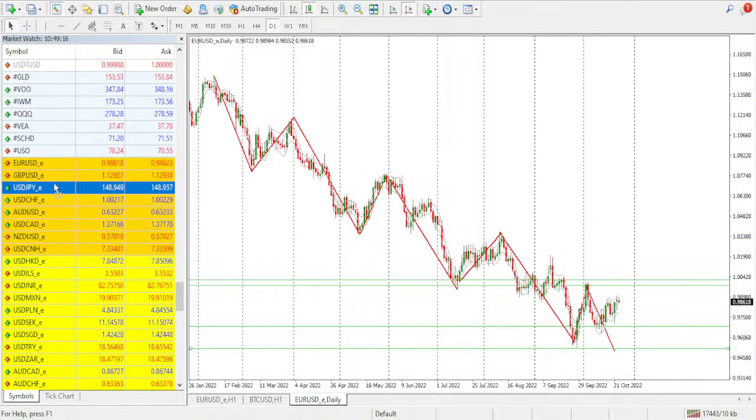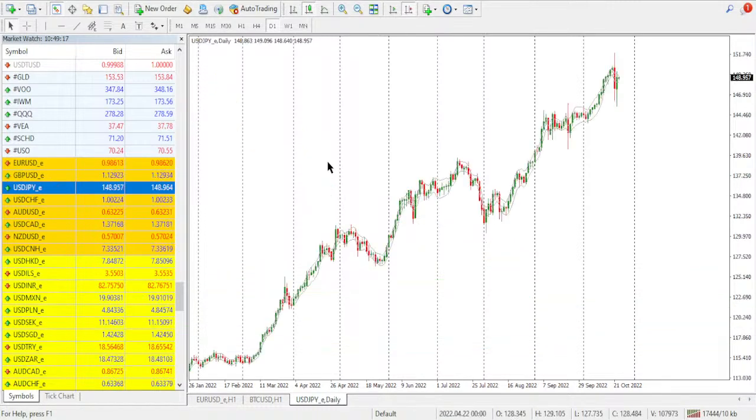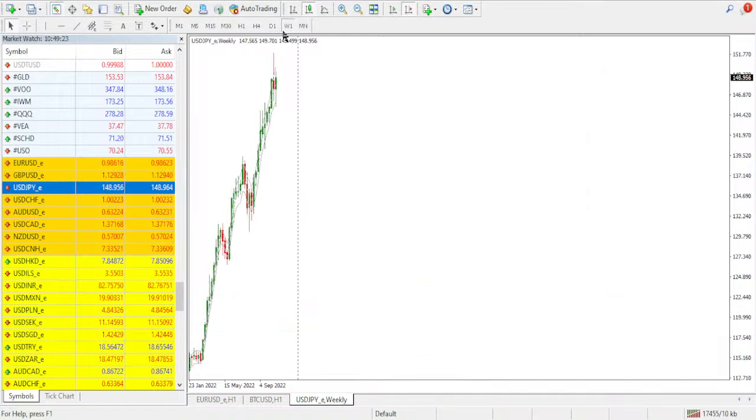So my next instrument is the US dollar Japanese yen. This is a buy. We have a very good uptrend.